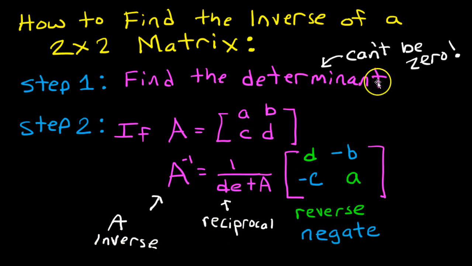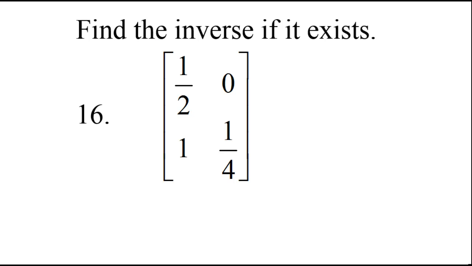Oh, one more detail. The determinant obviously can't be 0. The first thing we do is we do the reciprocal of the determinant. And if the determinant were 0, I'd have 1 over 0. You can't divide by 0. That's crazy. Okay, so this will make more sense as we do a problem.